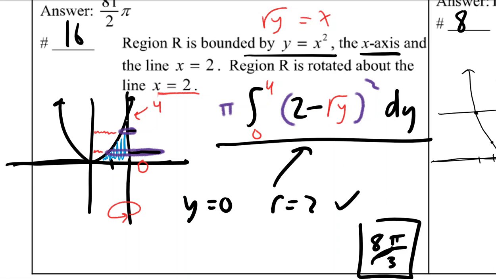And then maybe when y is 4, what is the radius when y is 4? There's no circle to rotate, so this would be 0. So if I plug in 4 for y, do you see how this would go to 0? So sometimes testing a few points will help you know if yours is set up okay or if you need to try to adjust it some more.